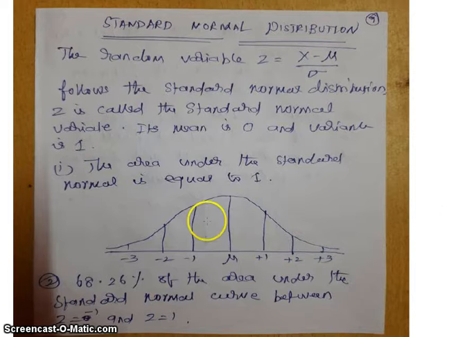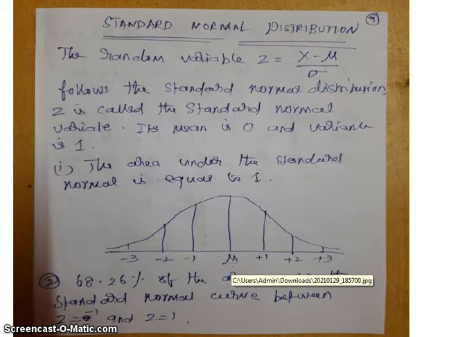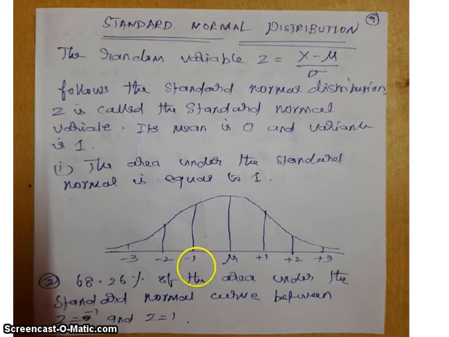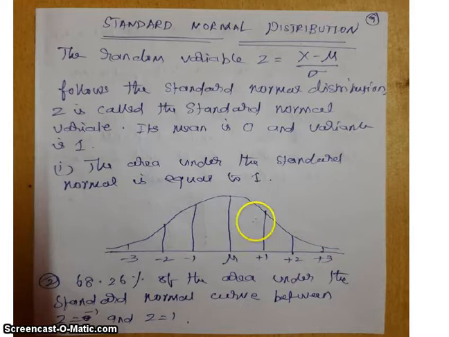So this is the standard normal curve. It's a bell-shaped curve. This middle line mu is the mean value. The mean value is 0, and the variance is 1. The area under the normal curve, all this portion, is equal to 1.